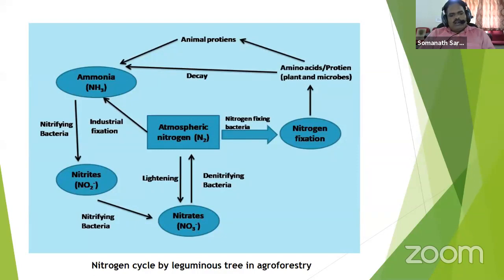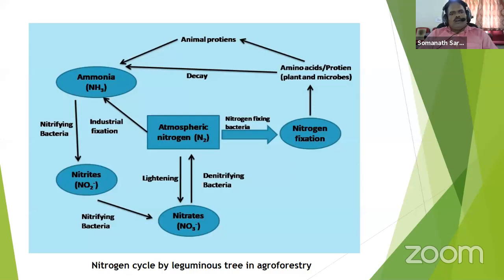This is the nitrogen cycle by leguminous tree species in agroforestry. Leguminous tree species improve soil health by atmospheric nitrogen fixation. It involves nitrifying processes. These are some of the processes involved in this cycle, and after their completion, it sequesters and fixes atmospheric nitrogen and ultimately adds it to the soil. After adding to the soil, it becomes absorbable to annual crops also, and ultimately it improves the soil health.